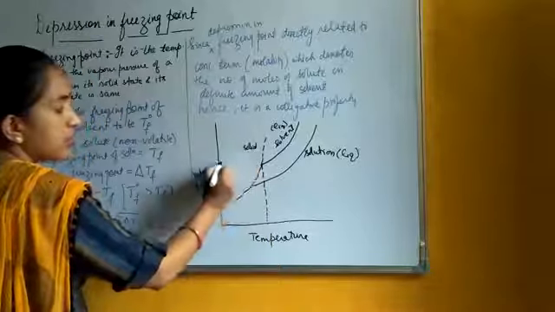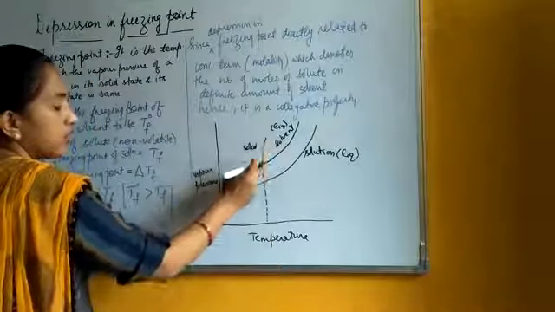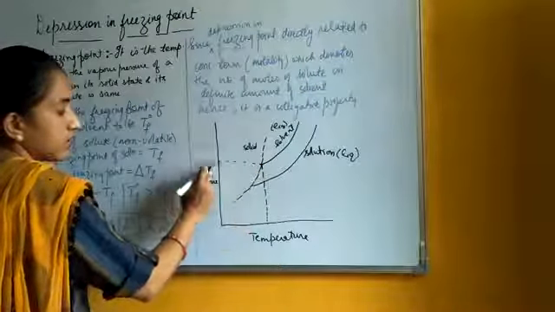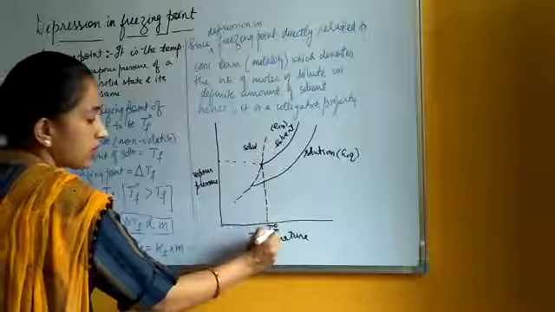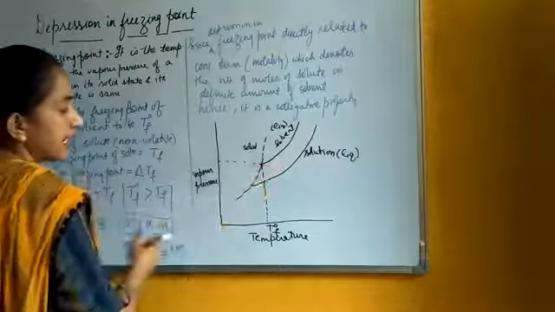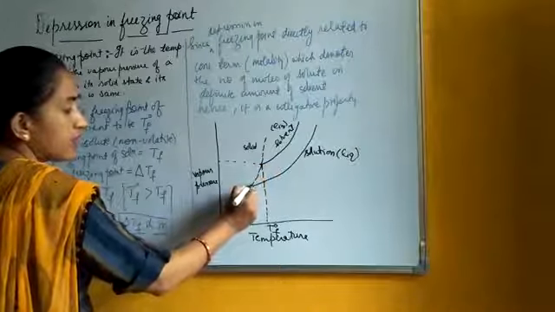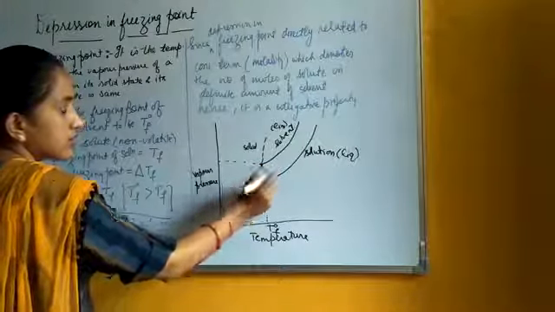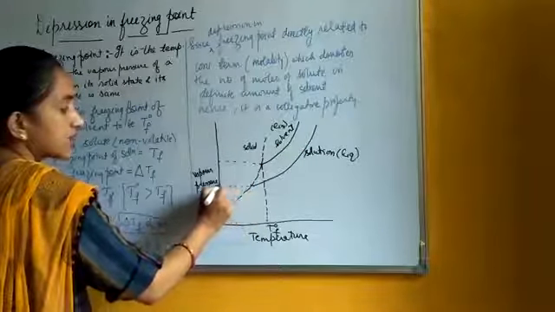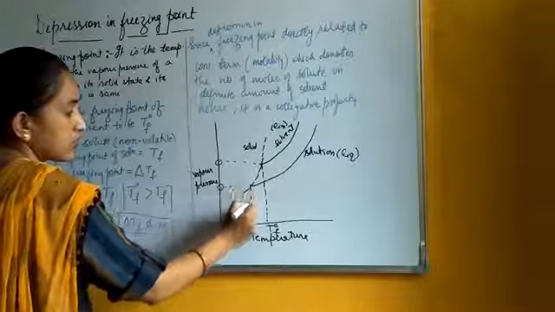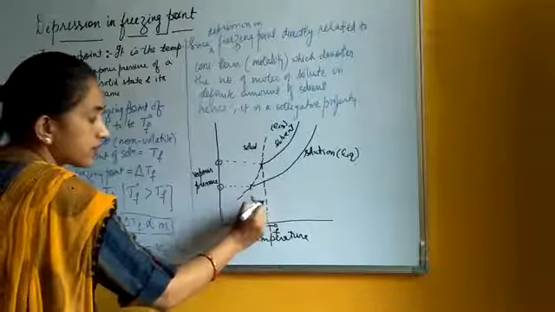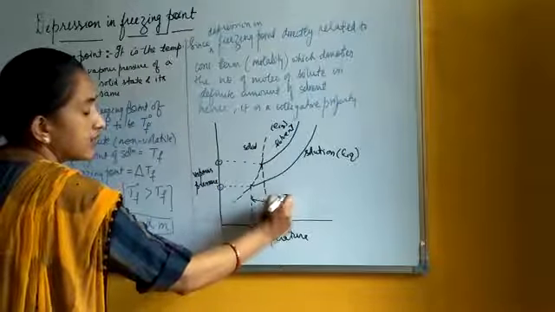You can see that at this point, the vapor pressure of the solvent in the liquid state and in the solid state will be the same. So this is denoted as T naught F. Now for the solution, at this point the vapor pressure in its liquid state and in its solid state will be the same. So this is denoted by Tf. This difference is denoted as delta Tf.